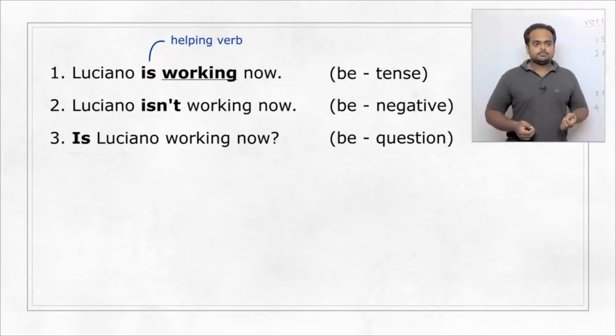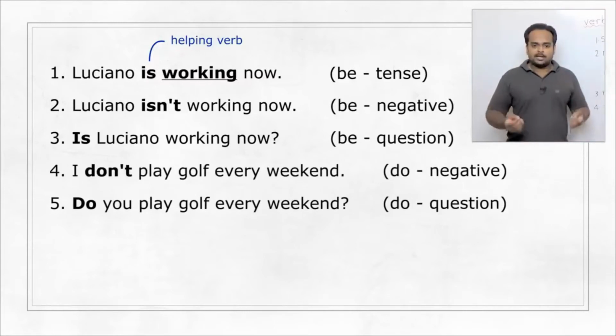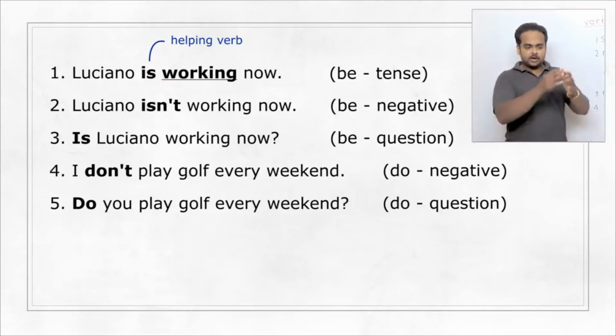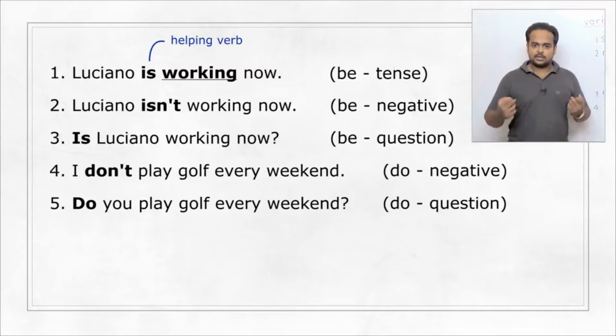For example, "I don't play golf every weekend." Maybe I'm talking to my friends and my friends say, "Hey, you play golf every weekend, right?" And I say, "No, I don't play golf every weekend. I play tennis, for example." So don't is do not. That's the negative form of the verb do and helps me to make a negative. Or my friends could ask, "Do you play golf every weekend?" That's a question.